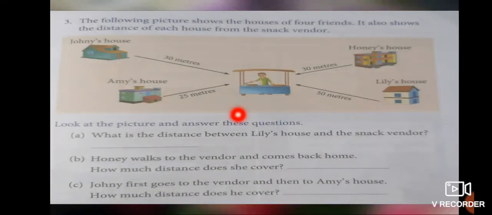And question number 3 is very easy, children. The following picture shows the houses of your friends. It also shows the distance of each house from the snack vendor. So children, this is a snack vendor and the friends' houses are given. The distance from Johnny's house to the snack vendor is 30 meters. The distance from Amy's house to the snack vendor is 25 meters. And the distance from Honey's house to the snack vendor is 30 meters. And the distance from Lily's house to the snack vendor is 50 meters.